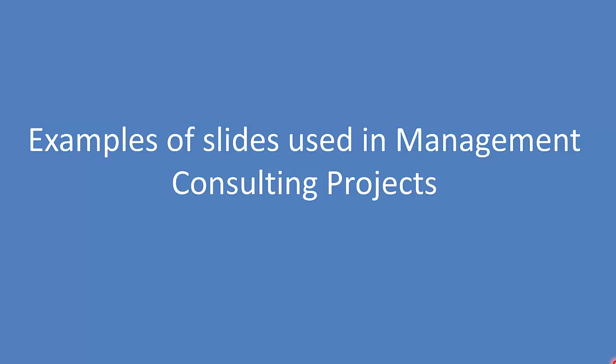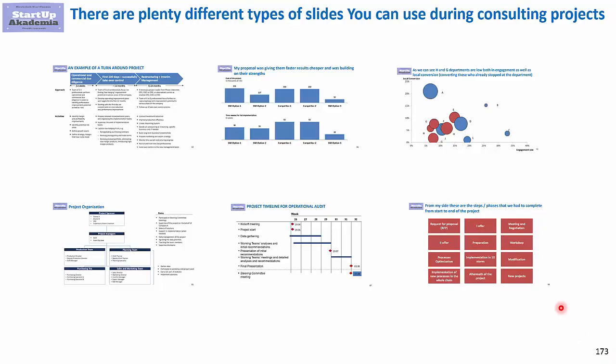One of the most important end products of each and every consulting project are slides. In this movie, I will show you examples of different types of slides. So when you look at the typical presentation, you might find process slides, some slides comparing some options, a bubble chart, maybe some sort of agenda, timeline, and project structure.